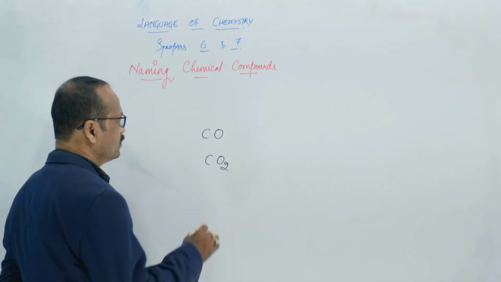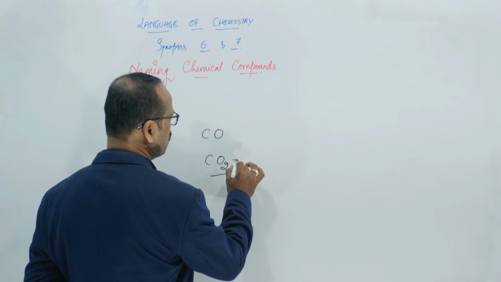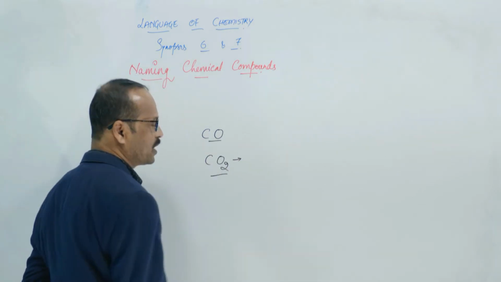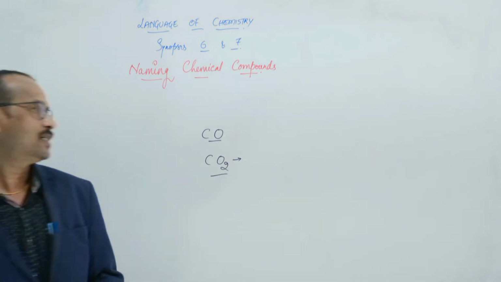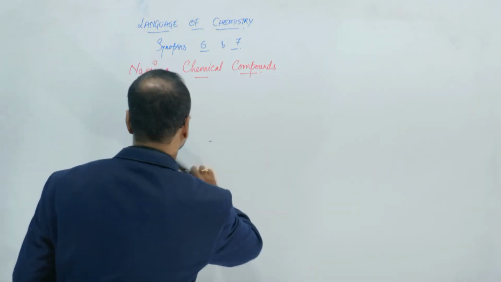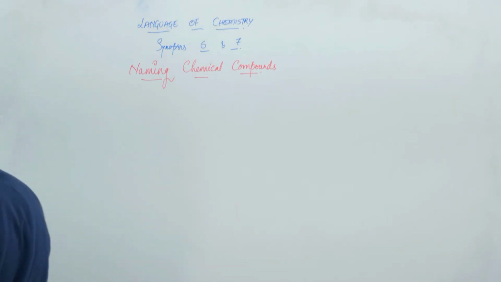Yeah, this you can give. CO2 means what? Carbon dioxide. CO is what? Carbon monoxide. Very good. Okay. So here, now let us see similarly the different chemical, how to name the compounds.